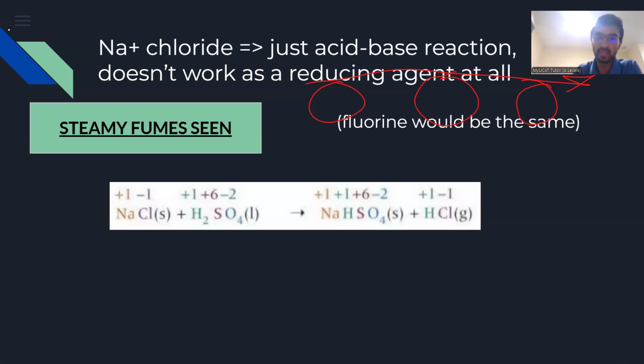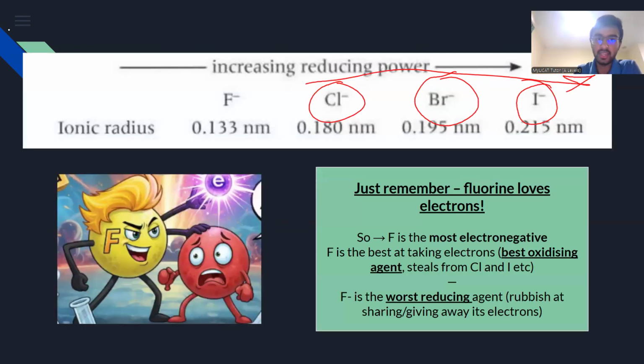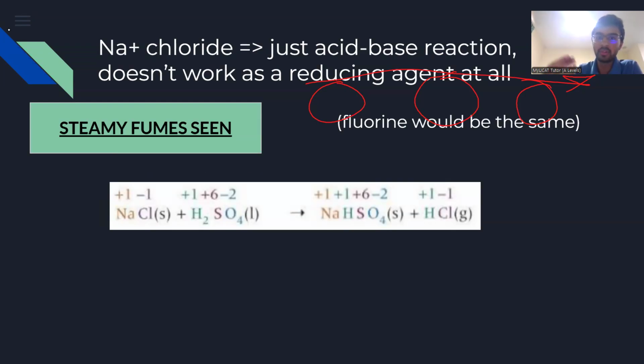So we're going to look at that in a second in the context of our chloride, bromide, and iodide. If we start off by thinking about, for example, sodium chloride, is it going to act as a reducing agent with sulfuric acid? It's the same for fluoride, but we don't really do this experiment with fluoride. It's not able to act as a reducing agent at all. The chloride ion is not really very good at giving away its electrons. It doesn't want to give them away because chlorine is quite electronegative.